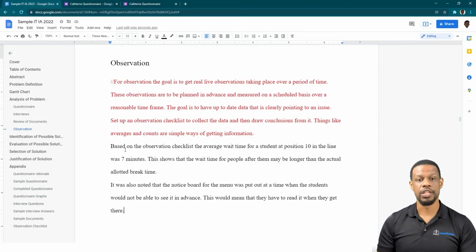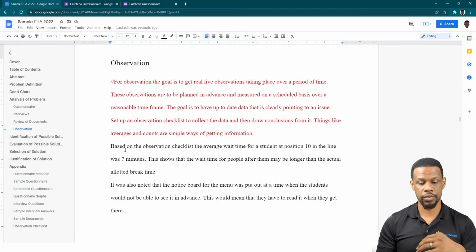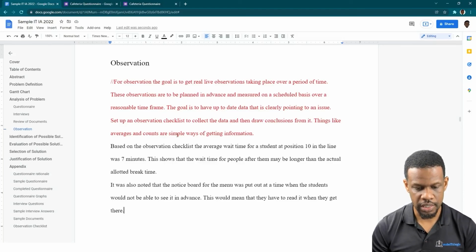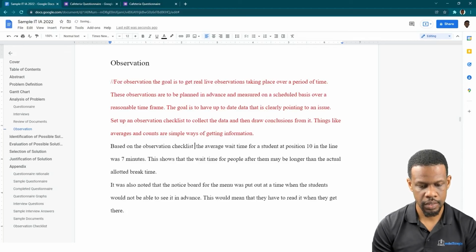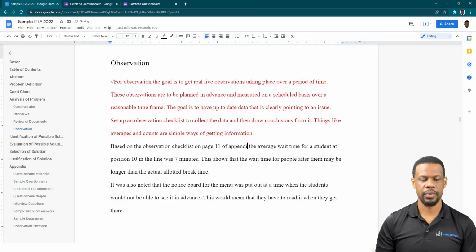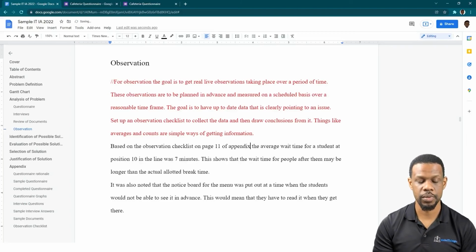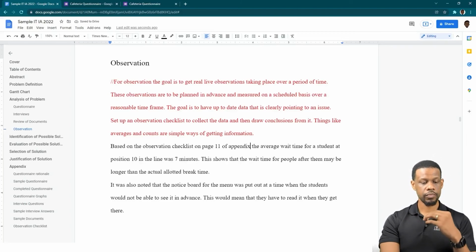And once you have that observation, you have all the fact-finding techniques done, and it's properly reviewed. Or you could say, based on the observation checklist on page 11 of the appendix. Yeah, page 11 of the appendix. Remember to reference it, right? Because they must be able to go and see it from there. When they go to the observation checklist, they see it and they can prove that your data matches your conclusion.